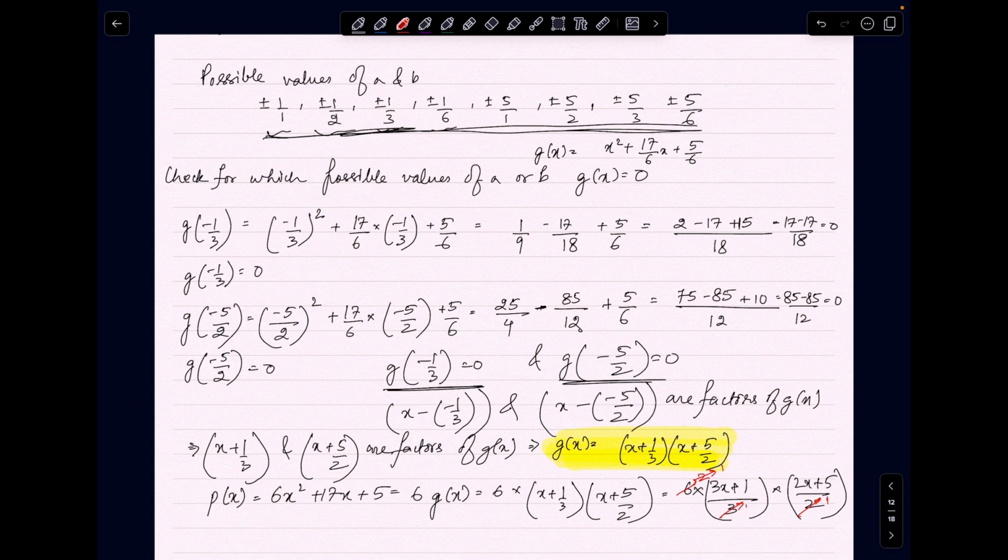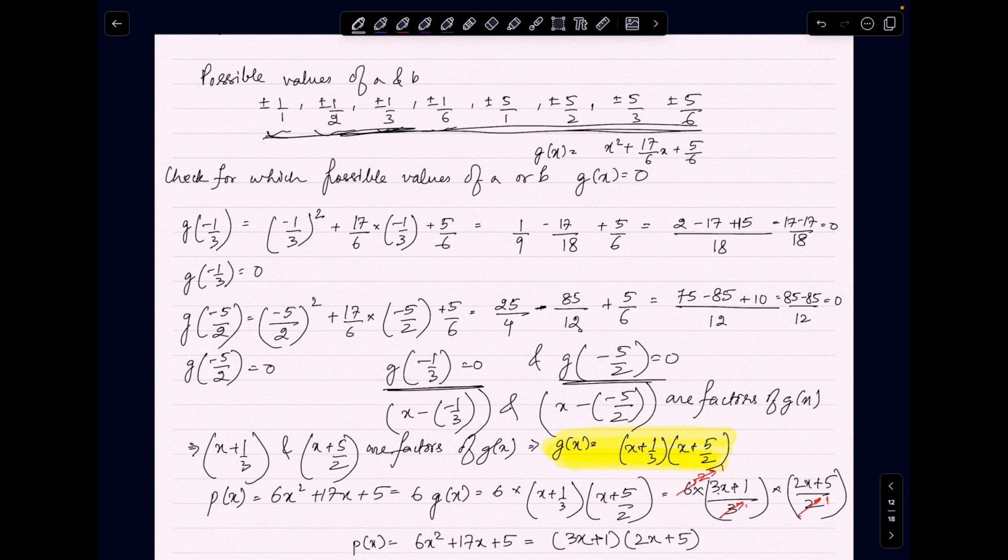Understood? This is 1, this is 1. Okay, so we are only left with p of x equals 6x square plus 17x plus 5, which equals what? We are left with only (3x plus 1) into (2x plus 5).